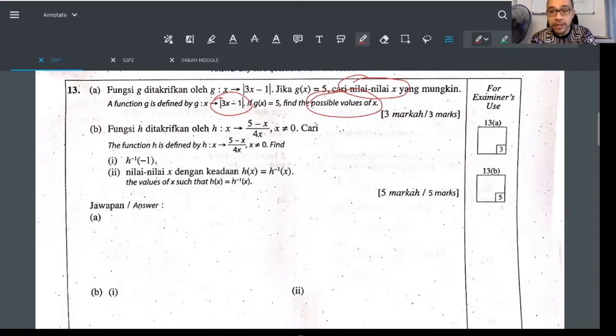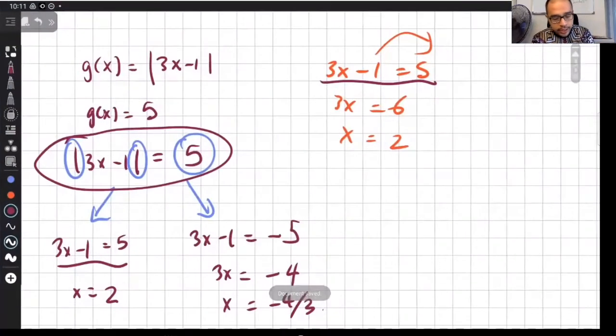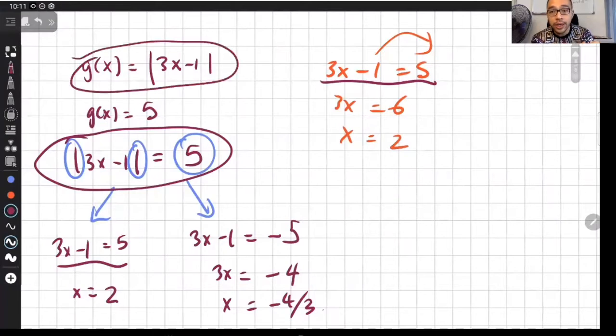Okay, so this is the first type of question. Another popular question which involves the modulus is the drawing, or sketching, of the graph. So let's say, for example, g(x) equals the modulus of 3x minus 1.